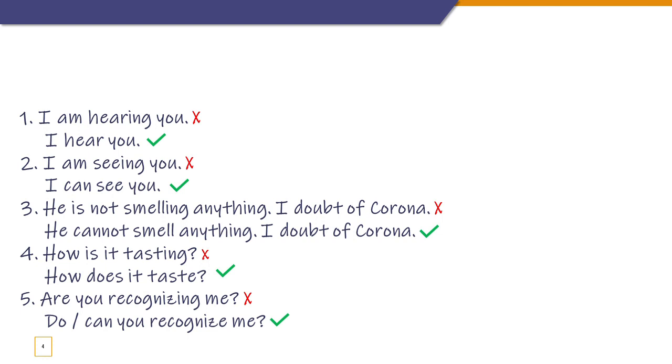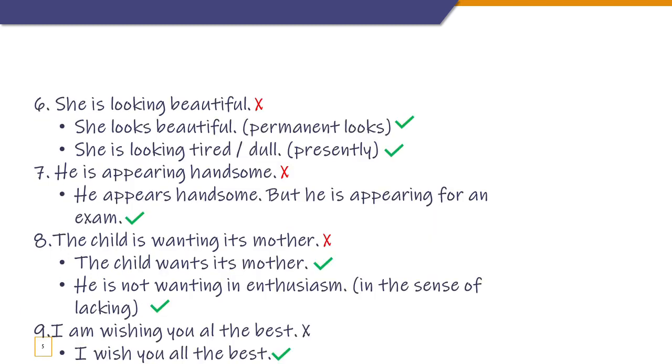So maybe they will be trying. You can say are you trying to recognize me? That's more appropriate, but you can't say are you recognizing me? That's wrong. So you have to say do you recognize me or can you recognize me? Now as I told you, stative verbs are used to talk about appearances.